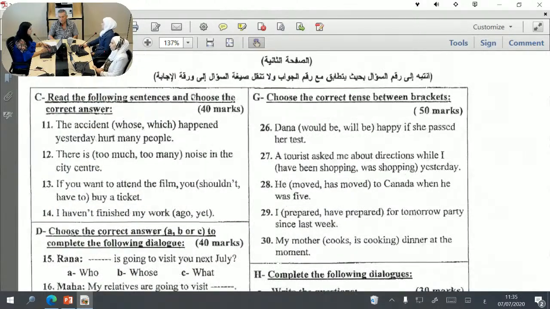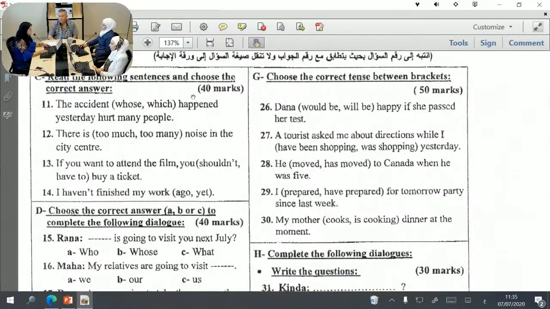Now this is the tenses, and we've given examples about the tenses. Dana would be or will be happy if she passed. Passed is simple past. It is like the examples which we did in our tenses, so it should be would be. 27, a tourist asked me about directions while. Asked me is simple past. Usually after while we use the continuous tense. While I have been shopping or I was shopping, since the beginning is past, the present is not accepted. I was shopping. And we have yesterday at the end, so we can't use the present.